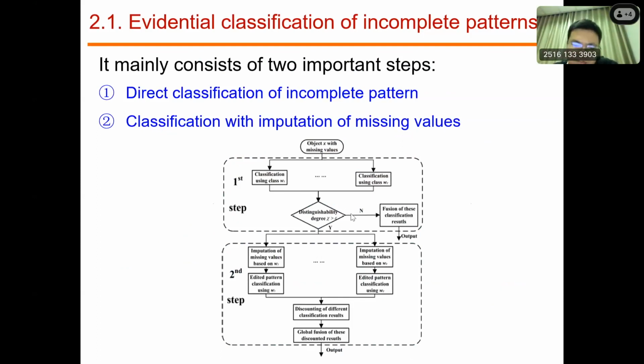If we find the classification result is very uncertain, in such case, we will do a more complex imputation of the missing value based on each class, and then we will do the further classification and, of course, the weighted classification. I will explain in the sequel. Finally, we get the fusion result as the classification. By doing this, we can reduce the computing burden, because for some patterns the missing value is not very important. We can directly get a specific classification result. If the missing value is very important for the classification, then we will do the imputation. We do not need to do the imputation for every pattern.